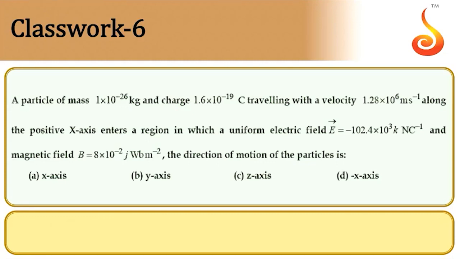A particle of mass 1 into 10 to the power of minus 26 kg and charge 1.6 into 10 to the power of minus 19 coulomb traveling with a velocity of 1.28 into 10 to the power of 6 meters per second along the positive x-axis enters a region in which a uniform electric field of minus 102.4 into 10 to the power of 3 k cap newton per coulomb and magnetic field of B is equal to 8 into 10 to the power of minus 2 j cap tesla. The direction of motion of the particle is?